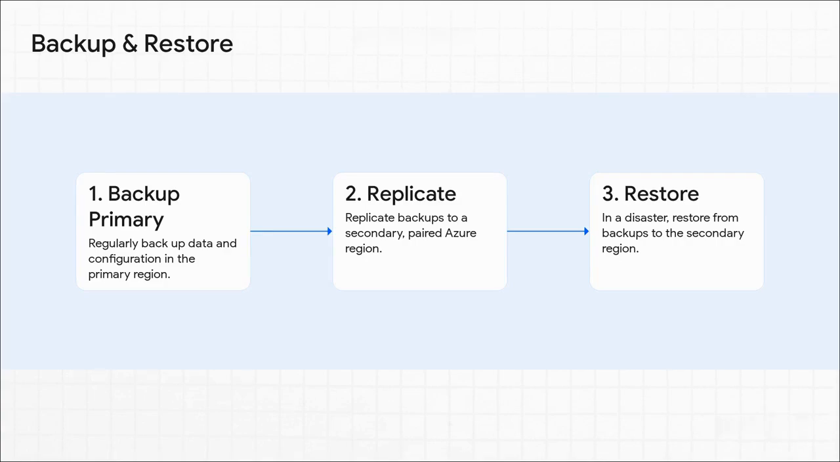So how's it work? Well, it's pretty straightforward. You take regular backups of your data and your configuration files, you copy those backups over to a whole different secondary region, and if disaster strikes, you spin up new infrastructure over there and restore from those backups. It's super reliable, but because you're literally rebuilding and restoring from scratch, you've got to be prepared for a higher RTO and RPO. That means more downtime and potentially more data loss.